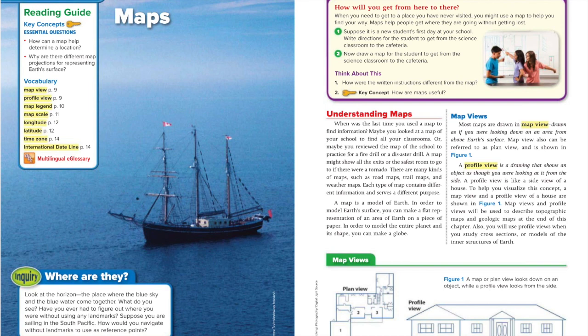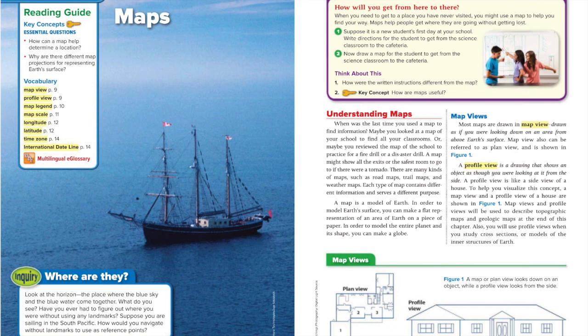Most maps are drawn in map view. They're drawn as if you were looking down on an area from above. So map view can also be referred to as plan view, and it's shown right here. Okay, so here's plan view. So this is a house, and we're looking at the inside of the house as if the roof were off and we were looking down from inside.